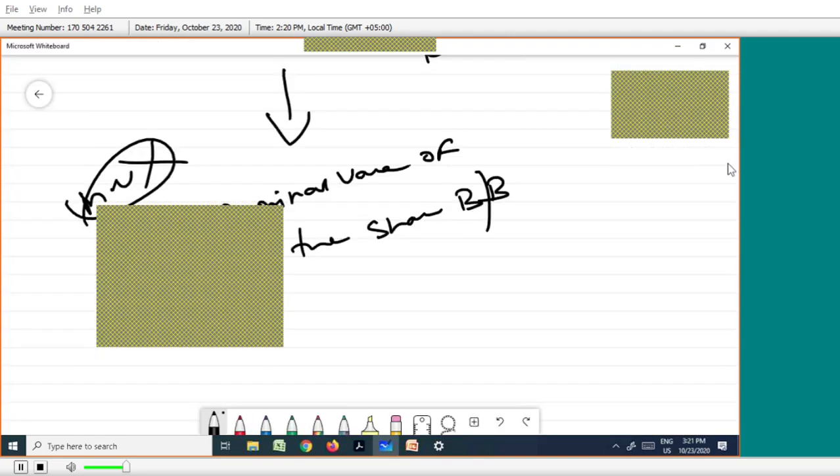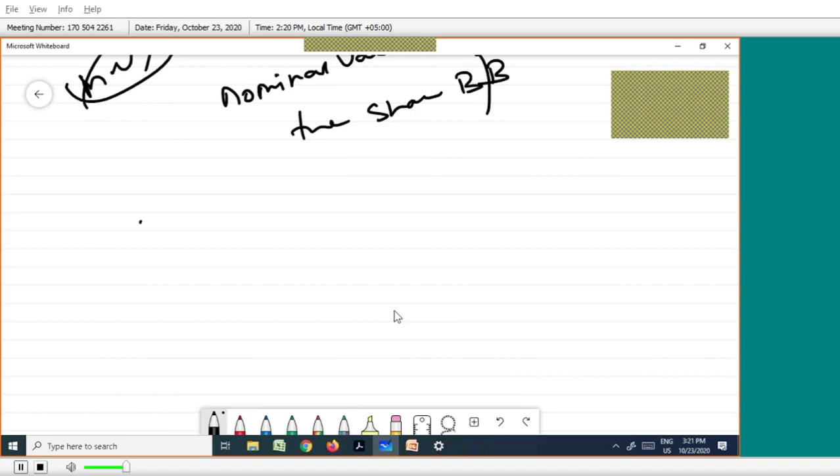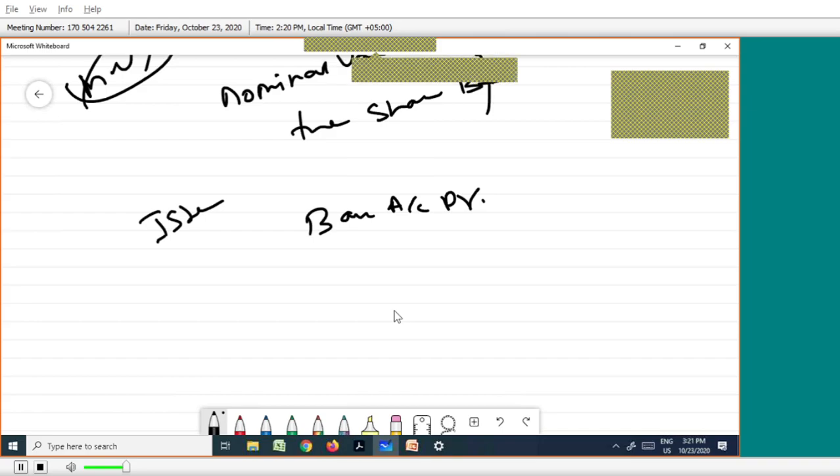Now what is the journal entry? Assume I'm going for buyback. What will be the journal entry? When I'm issuing shares, what is the journal entry? Bank account debit, and what will be credited? Share capital. Ultimately, this is the entry.